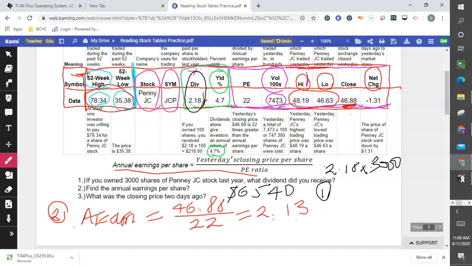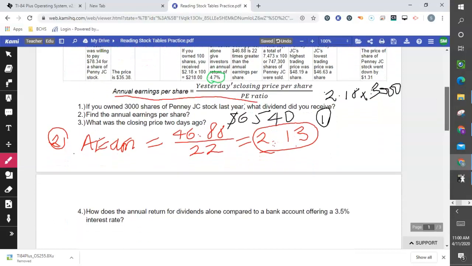So this $46.88, which is yesterday's closing, is 22 times greater than the annual earning. Okay, so they are related. If you have the annual earning and you want to find PE, you just switch them, solve the equation, and divide yesterday's closing price by the annual earning, you get PE. So they have that relationship.